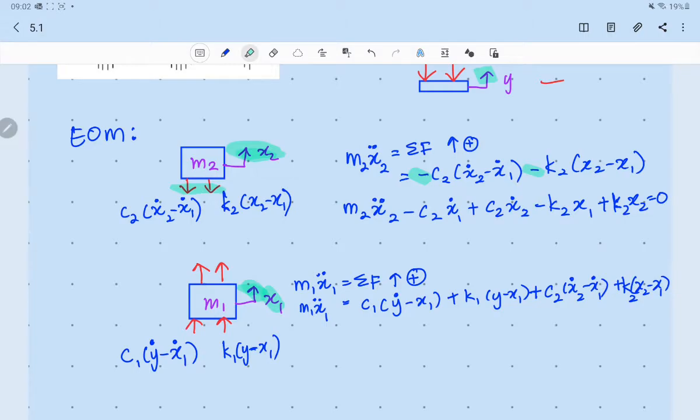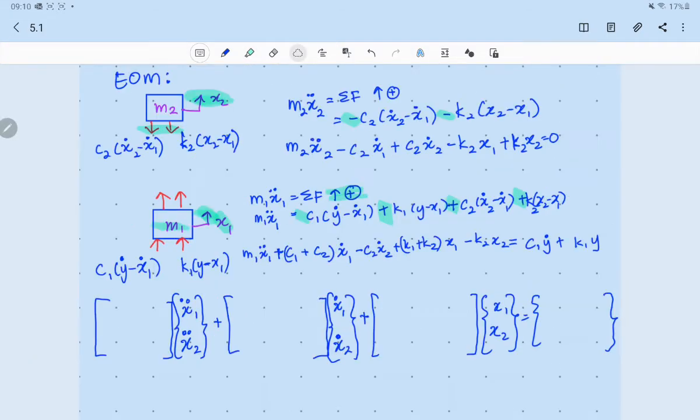Then do the same thing for M1. Here going upwards is positive, so you can see all of the forces here are positive. Alright, then you have to rearrange the terms, and next we put it in the matrix form.